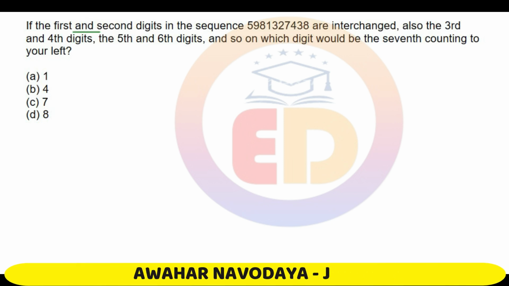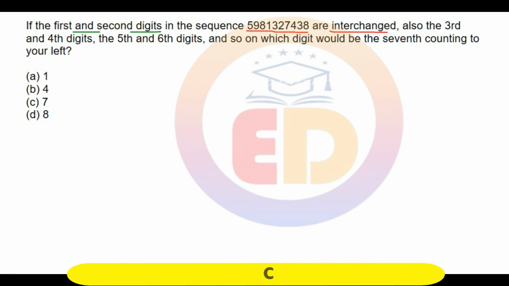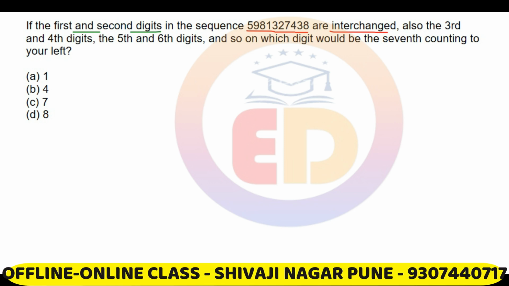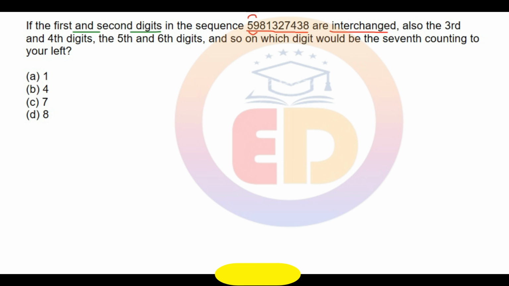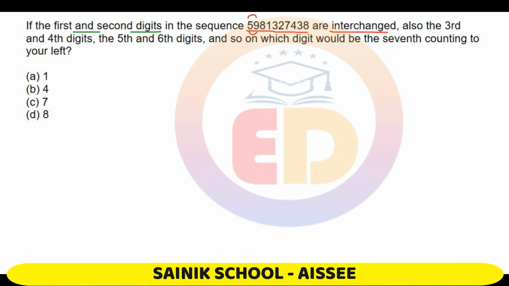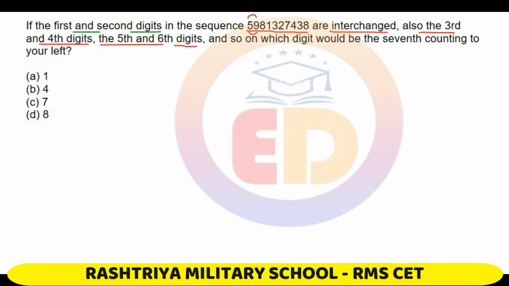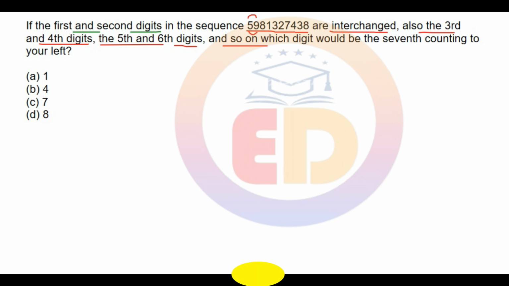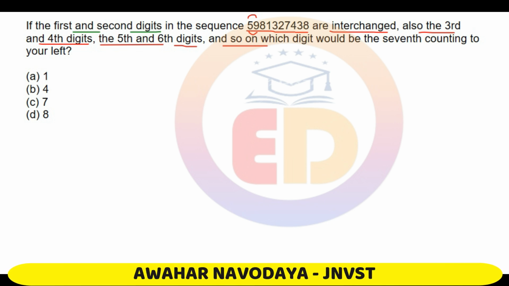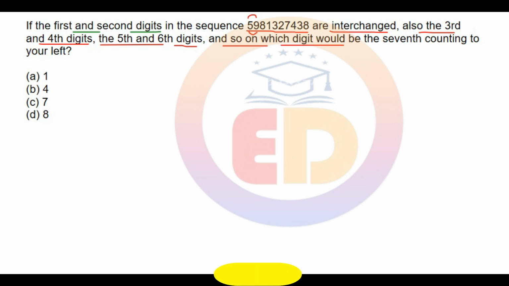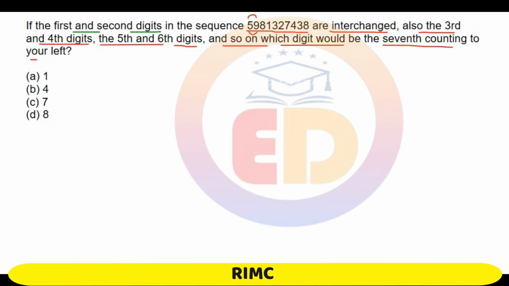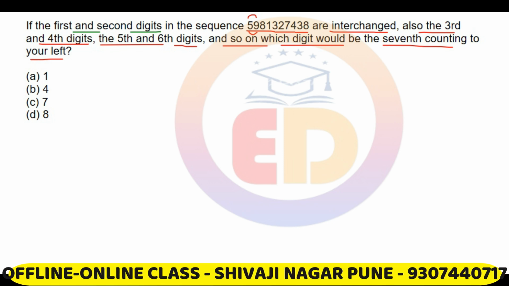If the first and the second digits in the sequence 5981327438 are interchanged. Interchange means the second comes in place of the first, and the first comes in place of the second. Interchange means exchange. Also, the third and the fourth digits, the fifth and the sixth digits, and so on. So on means we have to interchange every two digits. Then which digit would be the seventh counting to your left? So if we start counting from the left side, which will be the seventh digit?